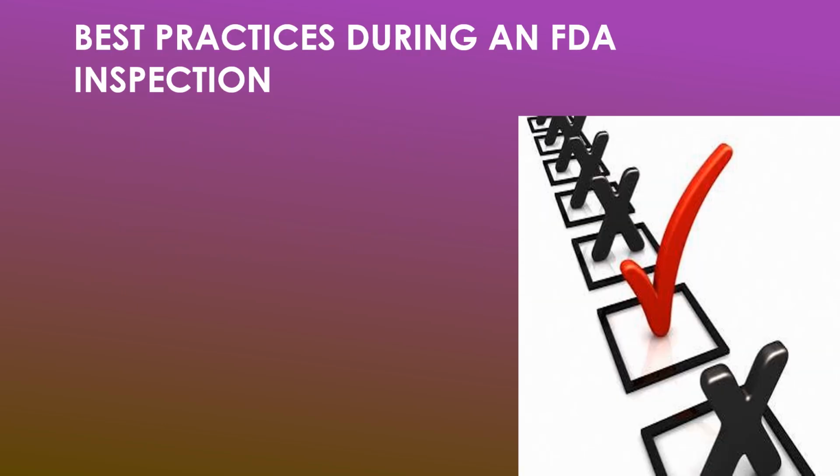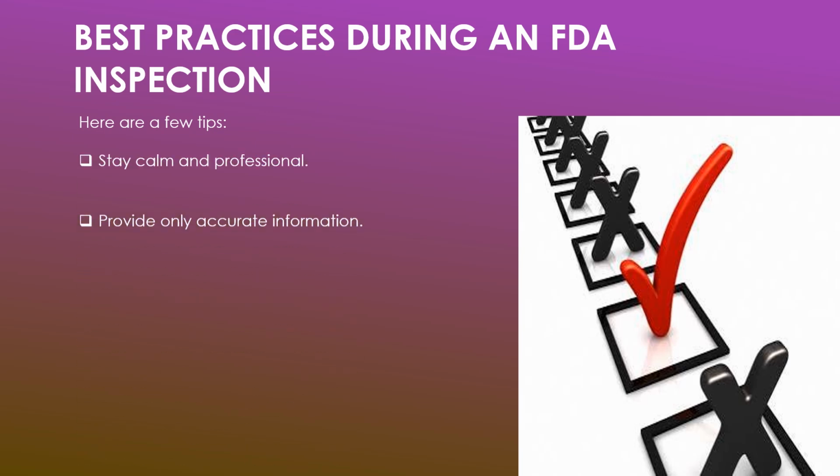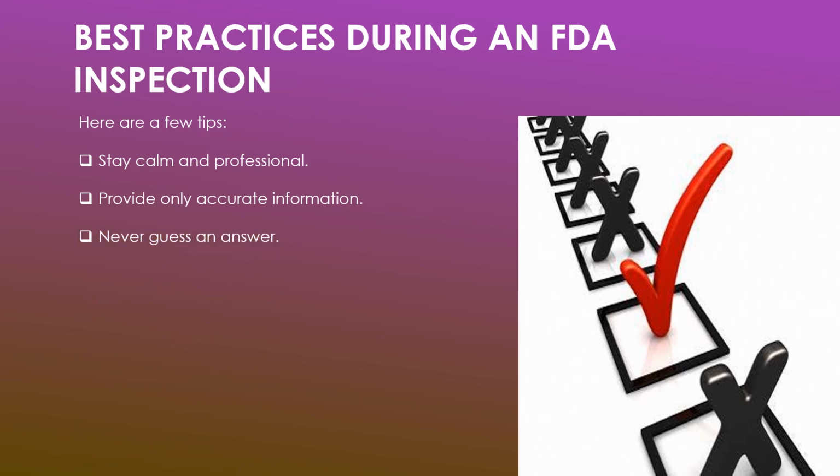So now here we will discuss the best practices during an FDA inspection. Here are a few tips: you need to stay calm and professional during the audit. You need to provide only accurate information. There should not be any hiding. Never guess an answer. If you are confident that you can answer it, then answer. Otherwise, politely say, I'll get back to you once I have the answer, I need to get the reference for that, right?